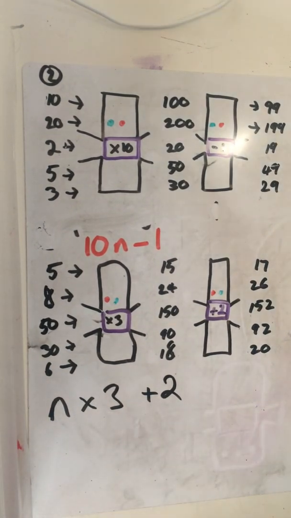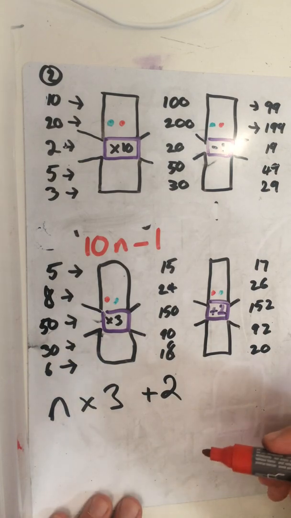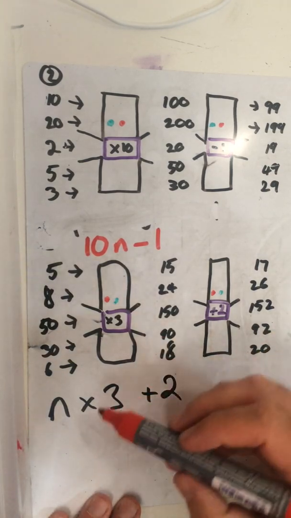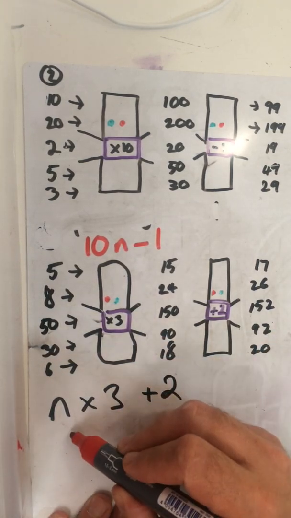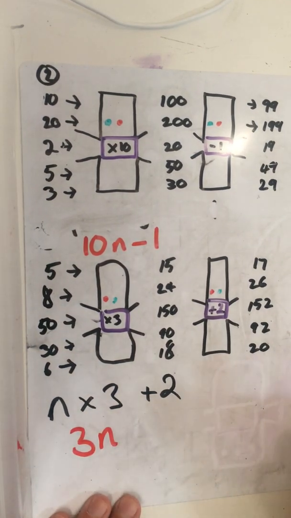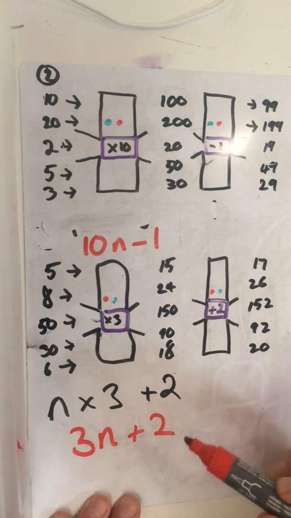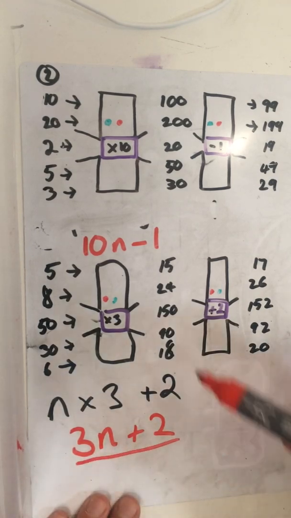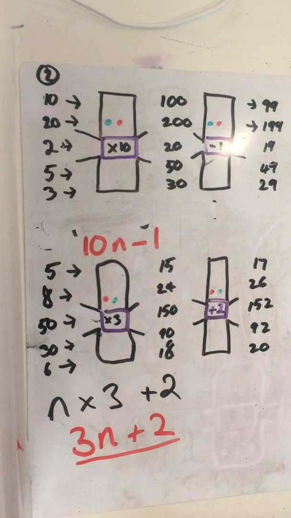Now how we're going to write that is, of course, we put the number first, so it would be 3n plus 2. And that is the algebraic expression for that function machine. Okay, algebraic expression for that function machine.